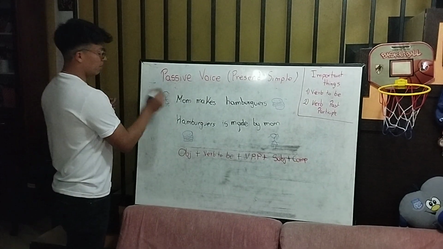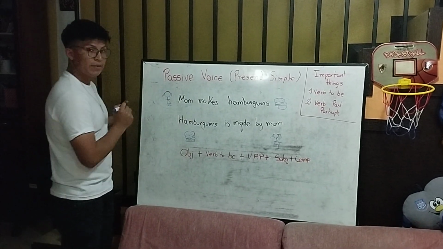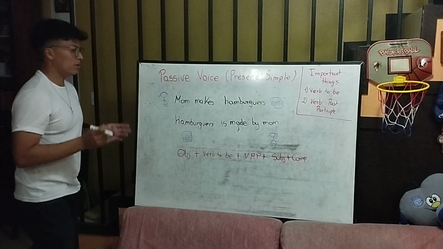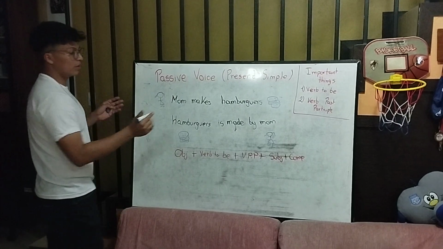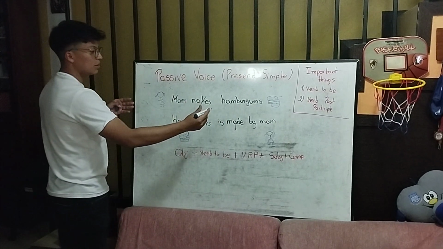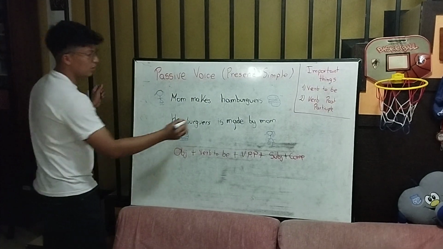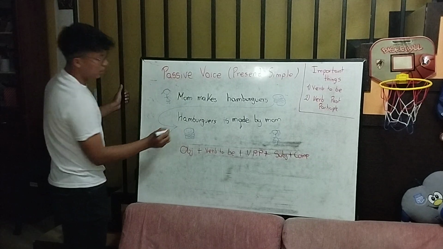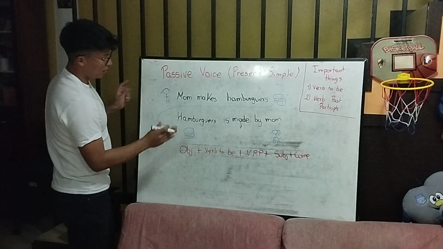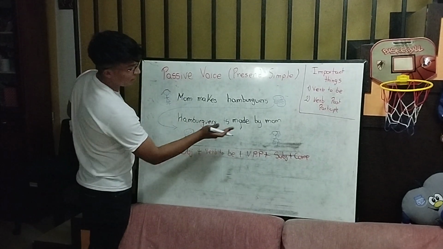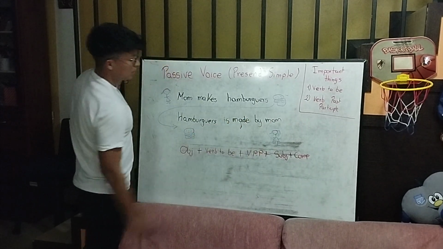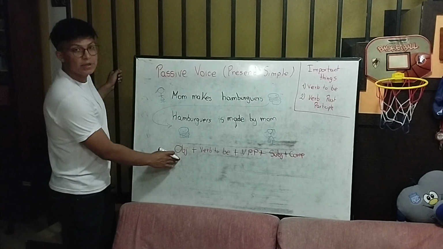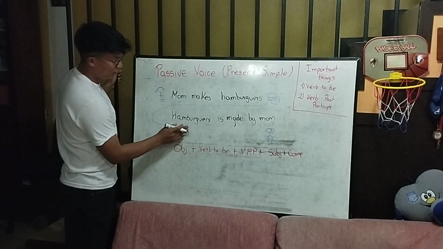Identify that mom is the subject and the hamburgers is the object. Remember, the passive voice converts the object into the most important thing of the sentence. So the hamburgers becomes the most important thing in the sentence, and the hamburgers are made by mom. Remember, here we have the structure with the object hamburgers.